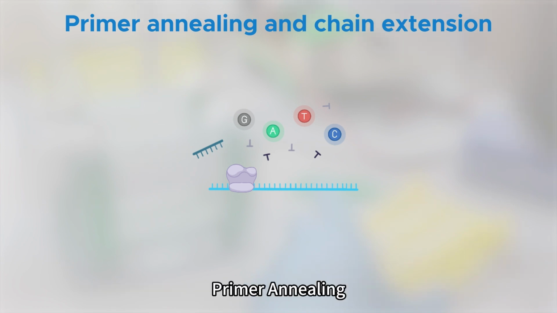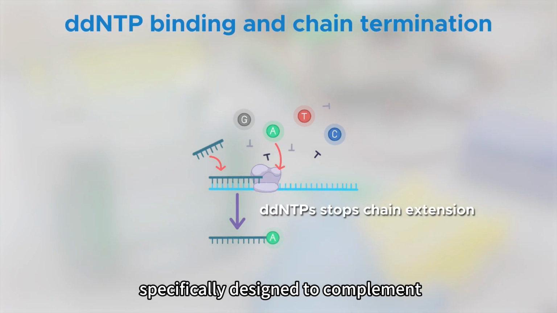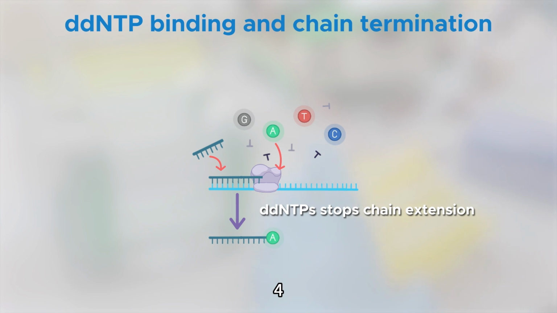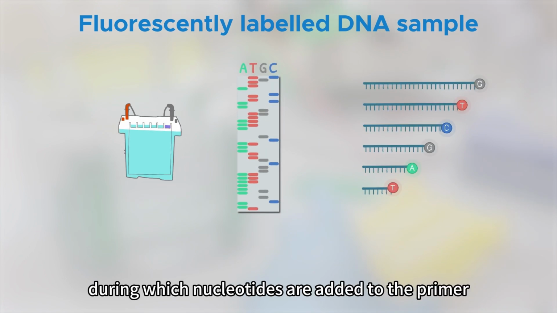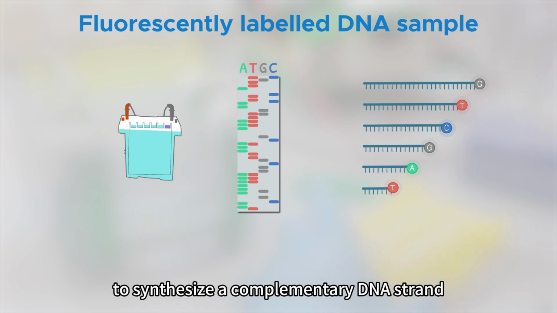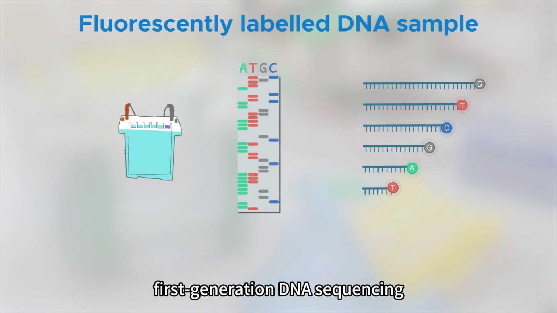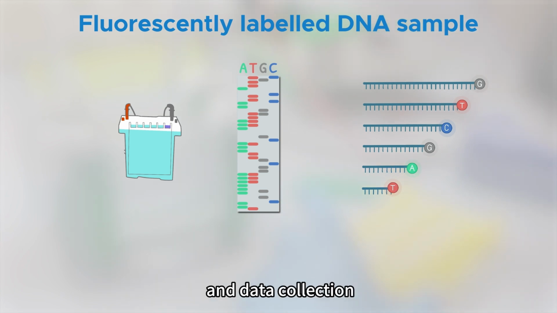3. Primer annealing. Primers are short synthetic DNA sequences specifically designed to complement the target DNA region intended for sequencing. 4. Extension. After primer annealing, the next step is primer extension, during which nucleotides are added to the primer to synthesize a complementary DNA strand. These are the initial steps in the process of first-generation DNA sequencing, setting the stage for further sequencing and data collection.